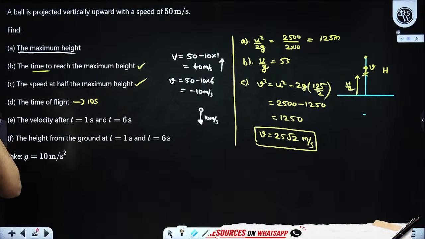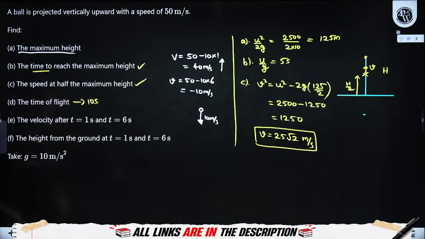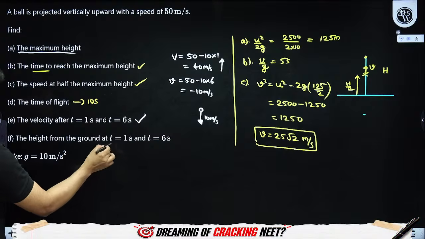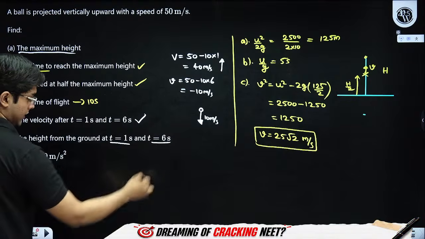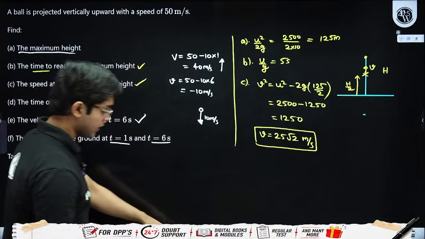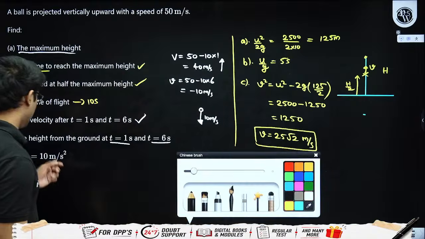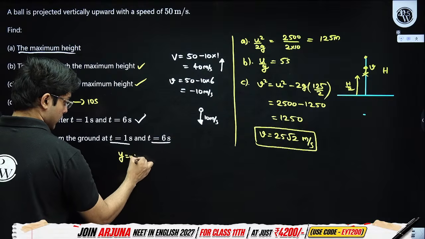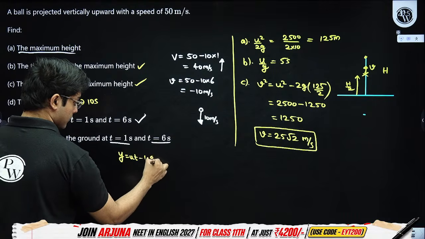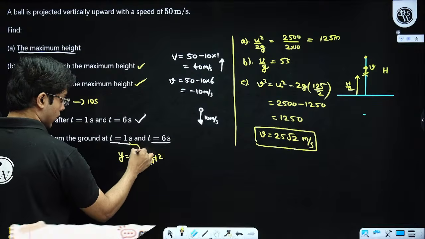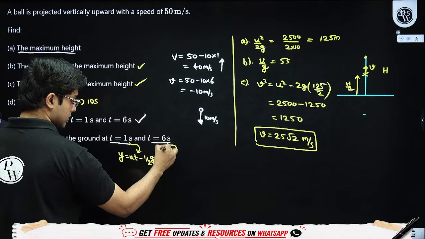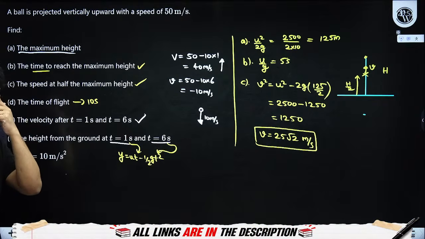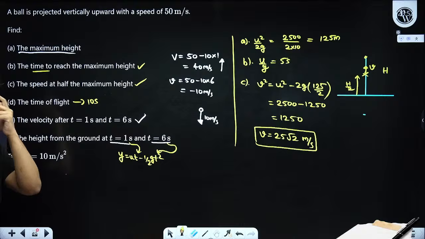That's all. Then finally, the height from the ground at 1 second and 6 seconds. So this you guys can try yourself. So for height, use the displacement formula, ut minus half gt square. Just put t equal to 1 and t equal to 6 into this, and you will get the answers that way.